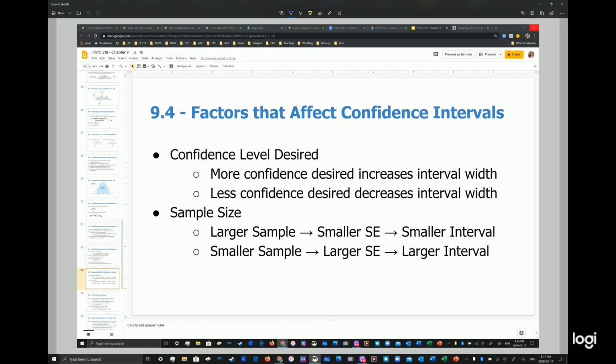Another factor then is sample size. With a larger sample size, you're going to have more individual differences, but you would have a smaller standard error, and you would have a smaller confidence interval. Whereas if you use a smaller sample, you're going to get a larger standard error. It's based on how sampling works. You tend to get more extreme values that way, and therefore you would get a larger confidence interval.